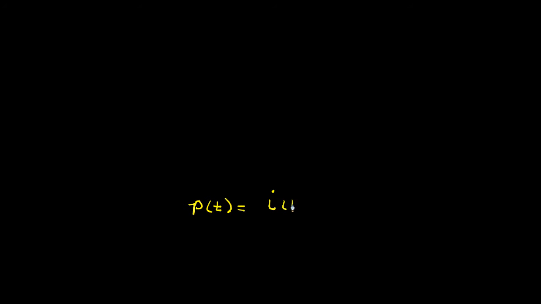Recall that the power supplied or absorbed by an element in an electric circuit is related to the current through and the voltage across the element by the following relationship. The power is the product of the current with the voltage. Now we might also write this a little bit different for the special situation of direct current or DC, when the voltages and currents do not change in time.